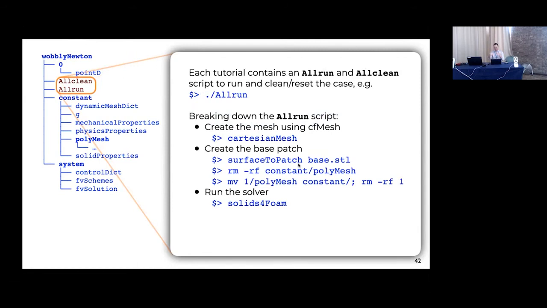That makes the mesh. The way I defined the patches here was just I have a separate STL. This is just the base, and I use surfaceToPatch, which just makes a patch where that STL is, just for convenience. That doesn't have an override option, so I have to move the mesh manually. That's what these steps are, just with the new patch. Then I run Solids4Foam.